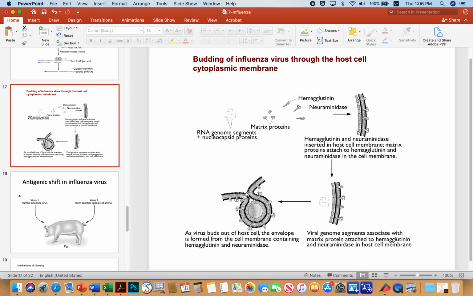And then you start to get what's called a budding event to take place, where the virus literally buds off, takes with it that envelope, as you see here. And then the virus has to pinch off and go out into the world. But it's a little bit trickier than that. And that's where the neuraminidase comes in from the virus.